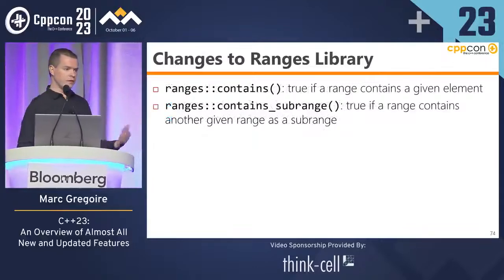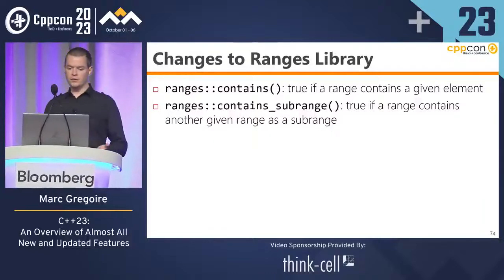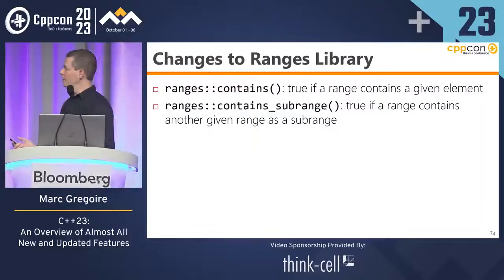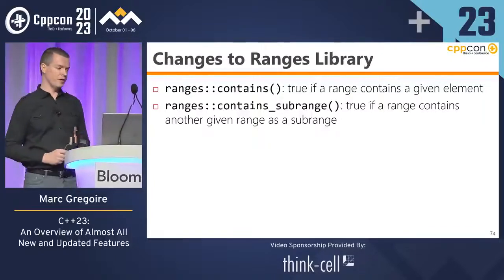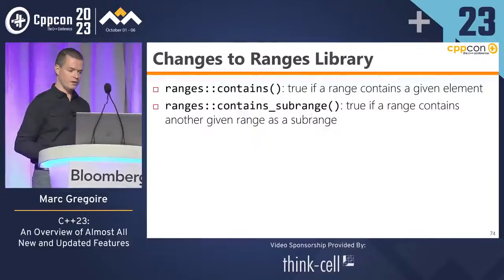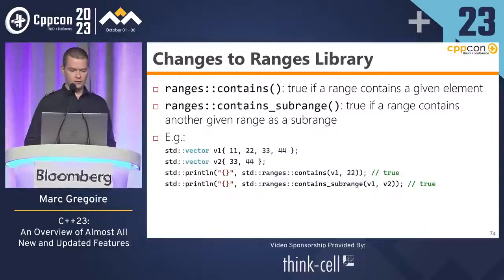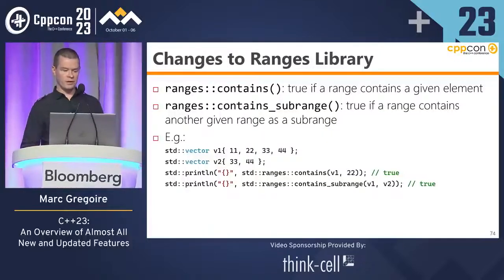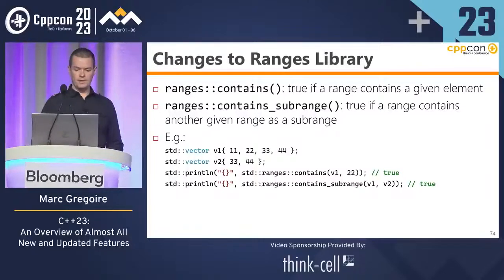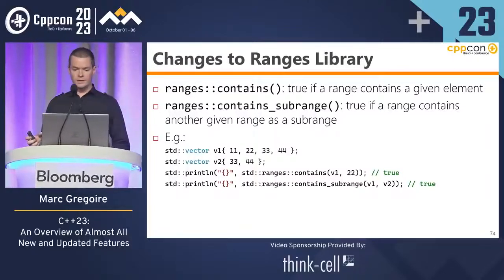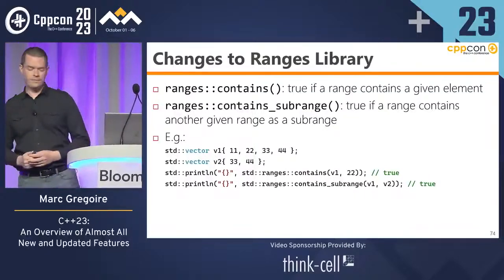You can also do contains, just like with a string and a string view. On a range, you can now also call contains, which returns true if a range contains a given element, or you can use contains_subrange if you want to see if a range contains a certain other range somewhere as a subrange. For example, I have 2 vectors here, and the first println statement is checking if v1 contains the element 22, which is true in this case, and the second is checking if v1 contains the v2 range somewhere in its range. And in this case, that's also true.